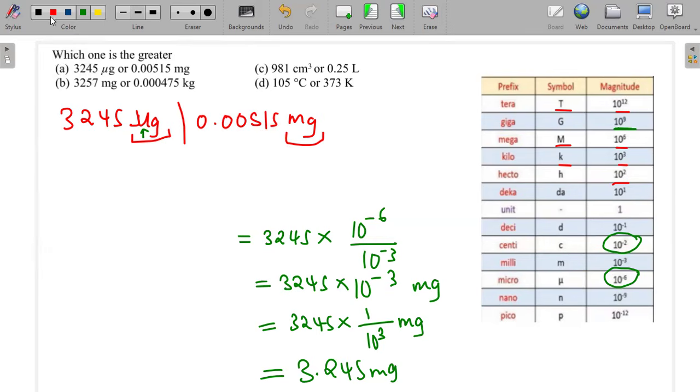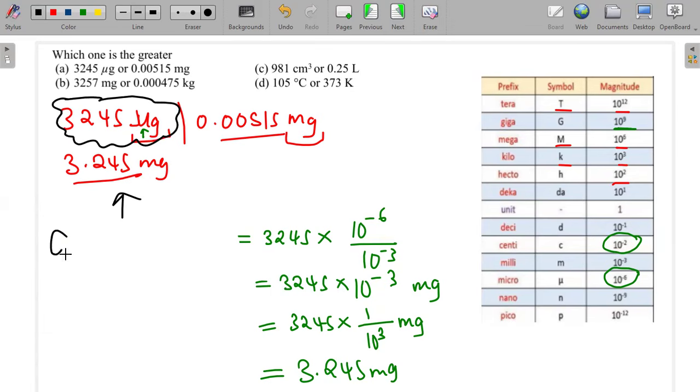Okay, so I'm just going to say this guy here is the same as 3.245 milligrams. So between the 3.245 milligrams and this, which is 0 point something something milligrams, which one is greater? Okay, we see that the greater one is this one. So you see how simple it is now to compare if you change them to the same units, right? Okay, so this one is greater. So in your answer, you're not going to say this one is greater. No, you state it explicitly in the way that it was given.